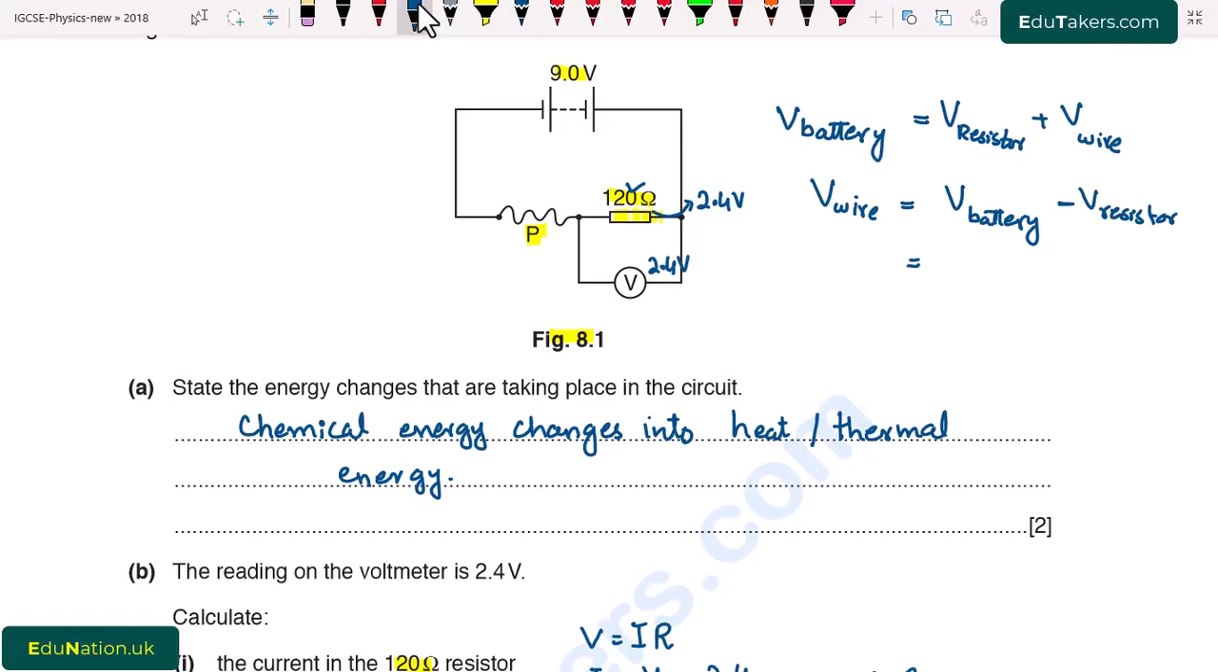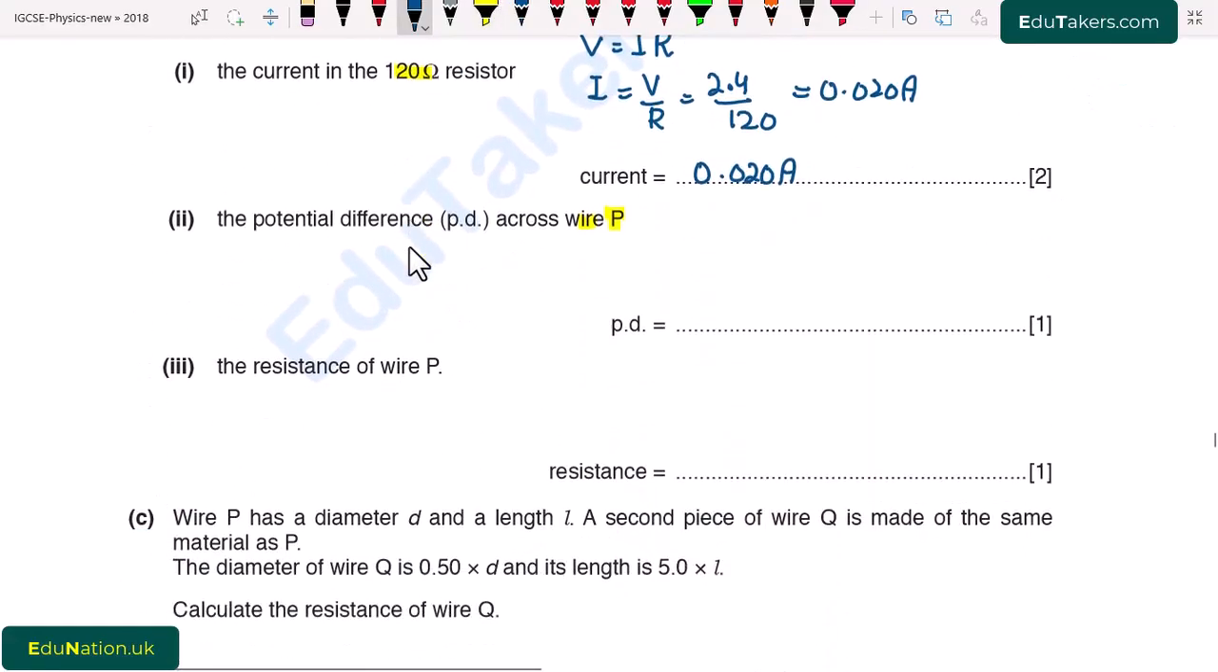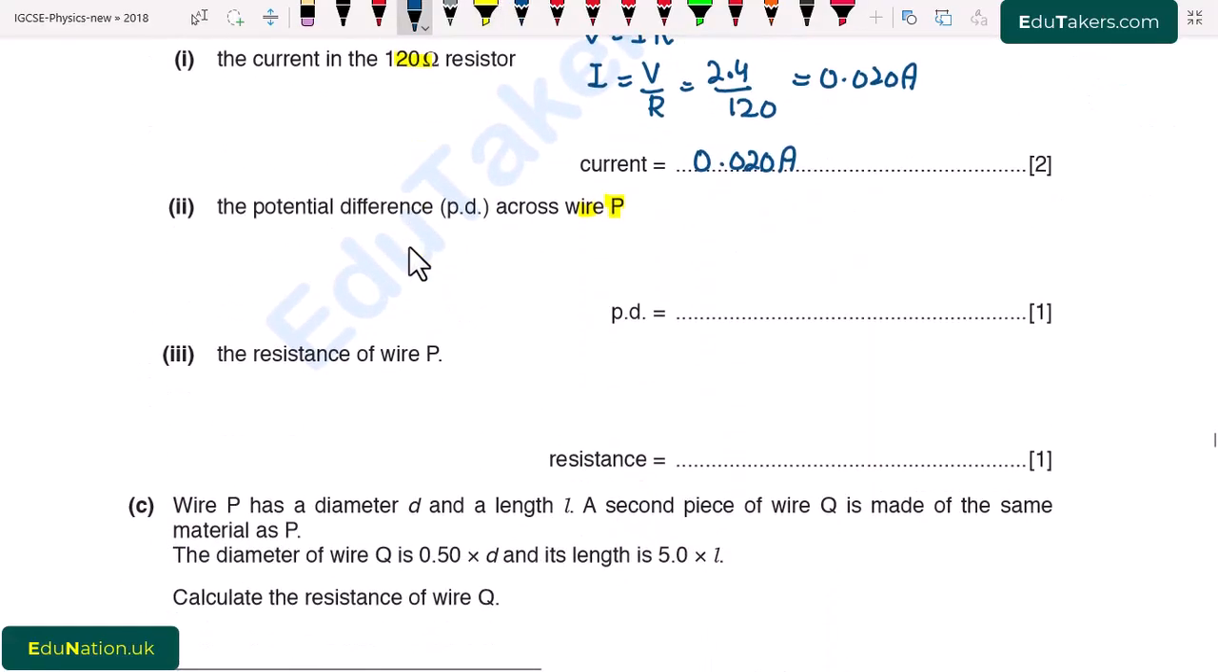So the potential difference of the battery is 9.0 minus the potential difference of the resistor, which is 2.4. So the potential difference across wire P comes to be 6.6 volt. I write here 6.6 volt.